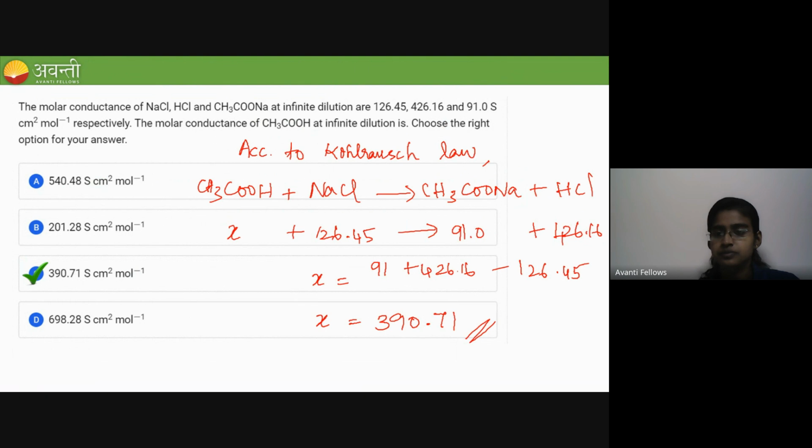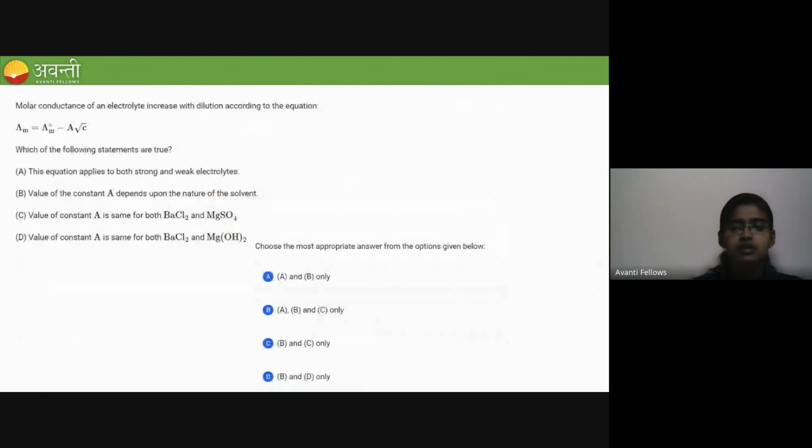Now moving on to the next question. The molar conductance of an electrolyte increases with dilution according to the equation, yeah, that we know, and we have to find out the correct statement. Which of the following statements are true? Statement 1 says that this equation applies to both strong and weak electrolyte. No, it applies only for strong electrolyte. So the first statement is incorrect.